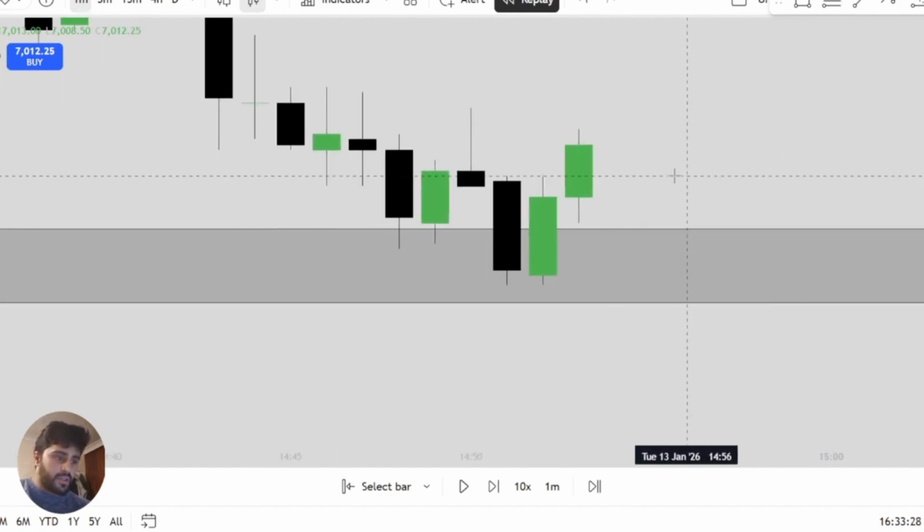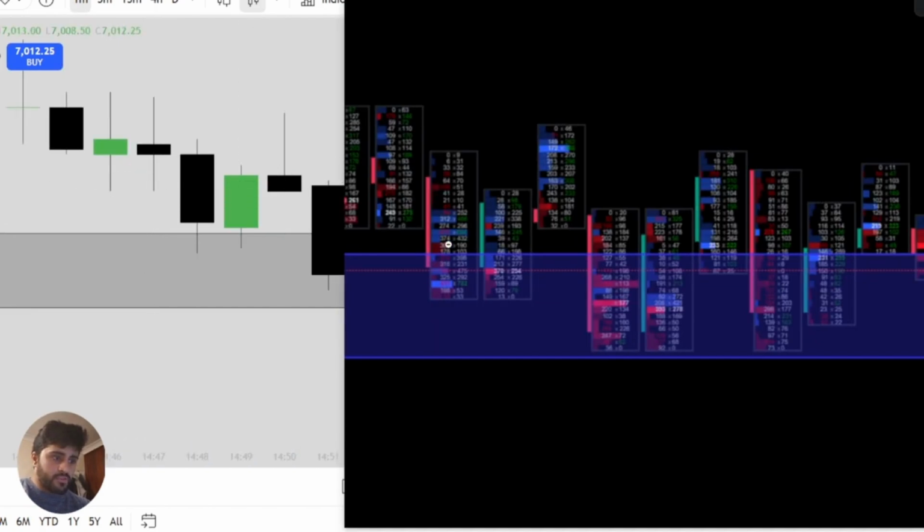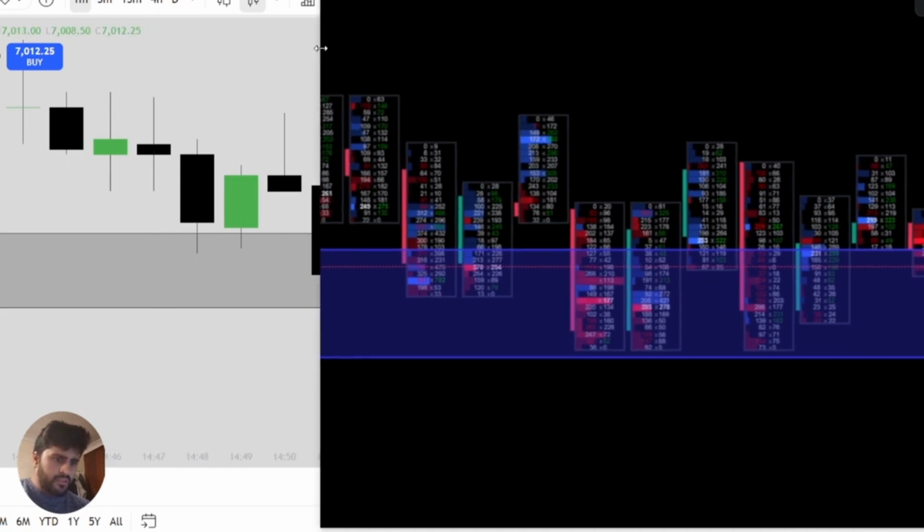So candle by candle, let's break this down in terms of the footprint charts. What we can see is we have our first entry into the zone. This was at 9:48 Eastern. At 9:48 we had our first tap and this initial rejection higher.